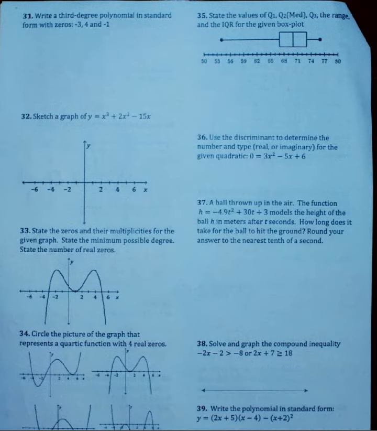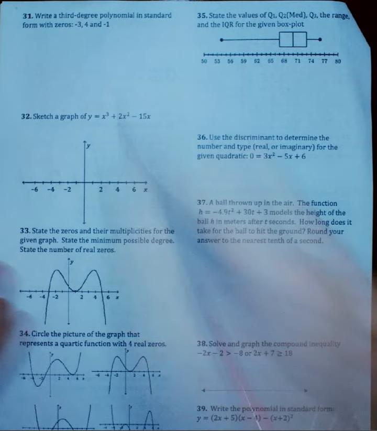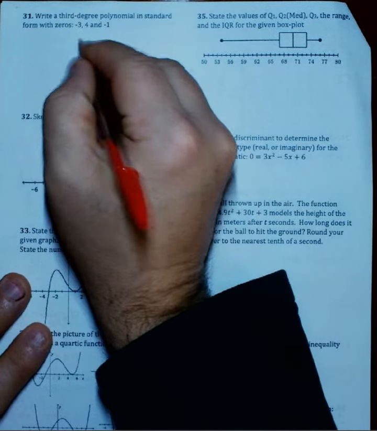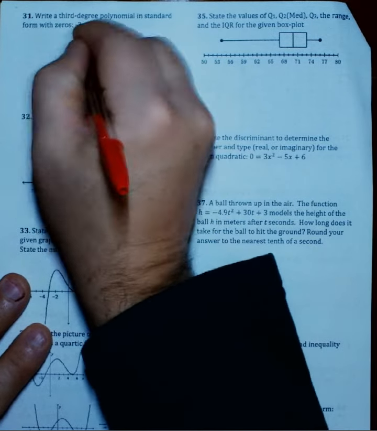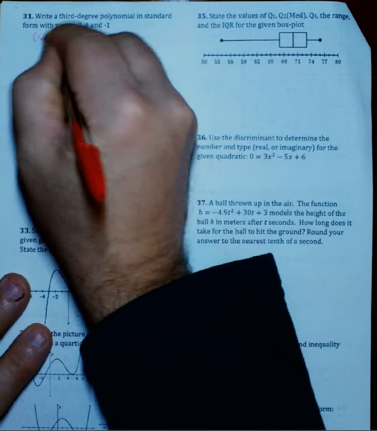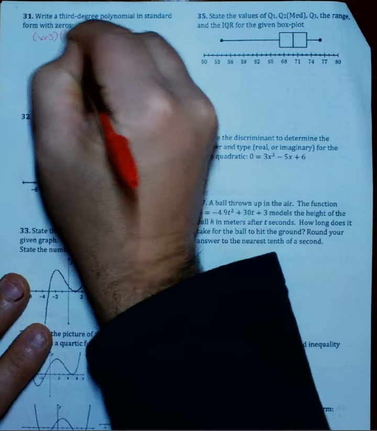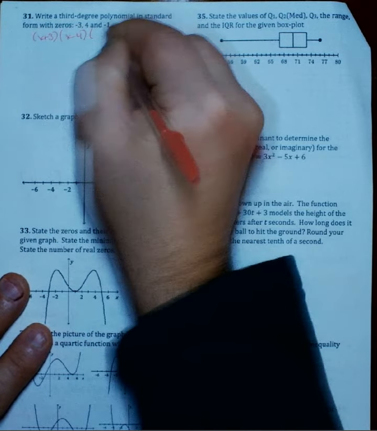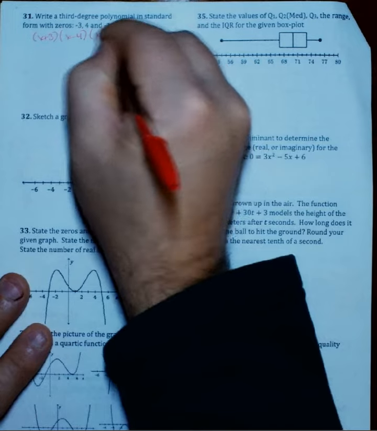Alright, so this is page 4, starting with number 31. It says write a third degree polynomial in standard form with these zeros. And so if it has these zeros, it's going to have these factors. If negative 3 is a 0, x plus 3 will be a factor. If 4 is a 0, x minus 4 will be a factor. And if negative 1 is a 0, x plus 1 will be a factor.